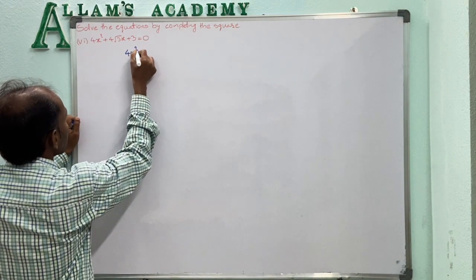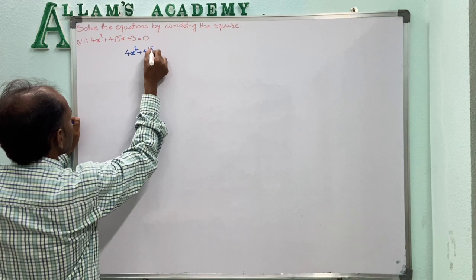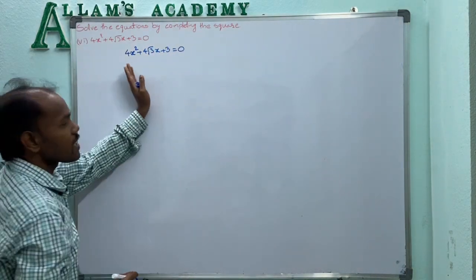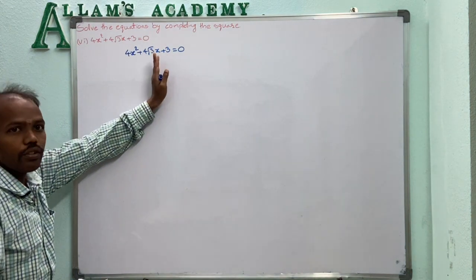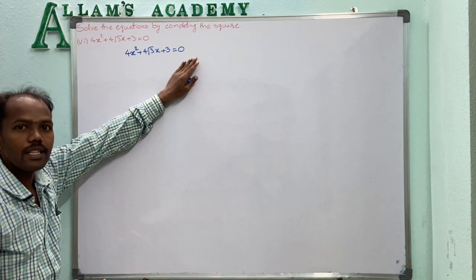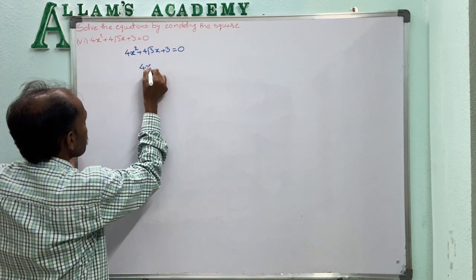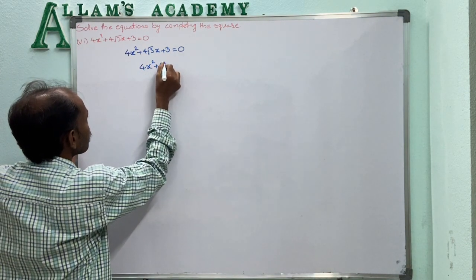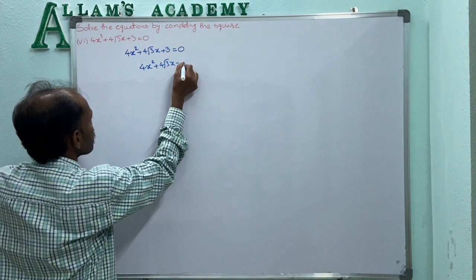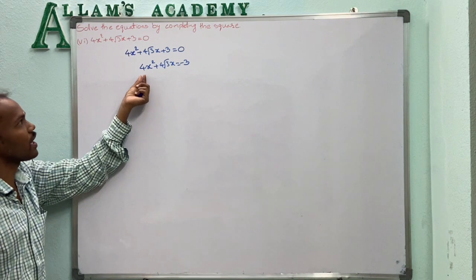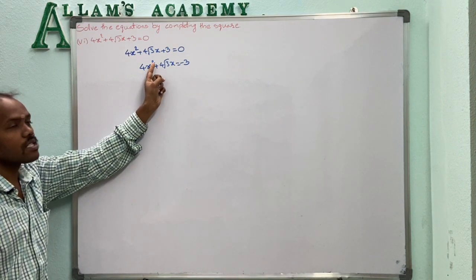So 4x² + 4√3x + 3 = 0. Now here the constant term is +3. That +3 transferred to that side becomes -3, and 0 - 3 is equal to -3. So 4x² + 4√3x = -3.